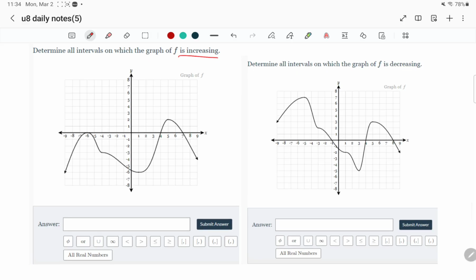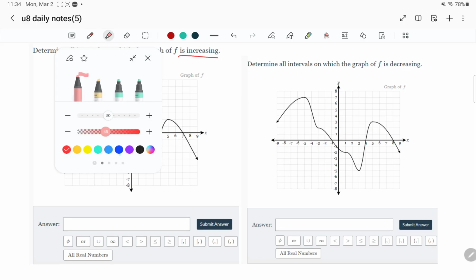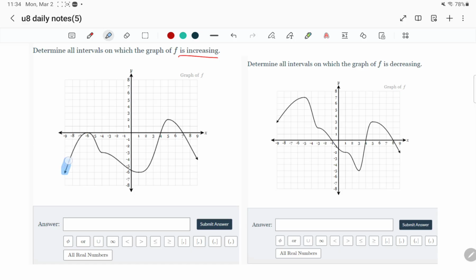Determine where it's increasing. So let's highlight it just so we can see it. I mean, you can't highlight the Chromebook, but just so we can get a visual for it. It's where the graph is going up, where you're making some money, okay? So that's going to be negative infinity to -6, and then 1 to 5. Well, not -5. 1, 5.